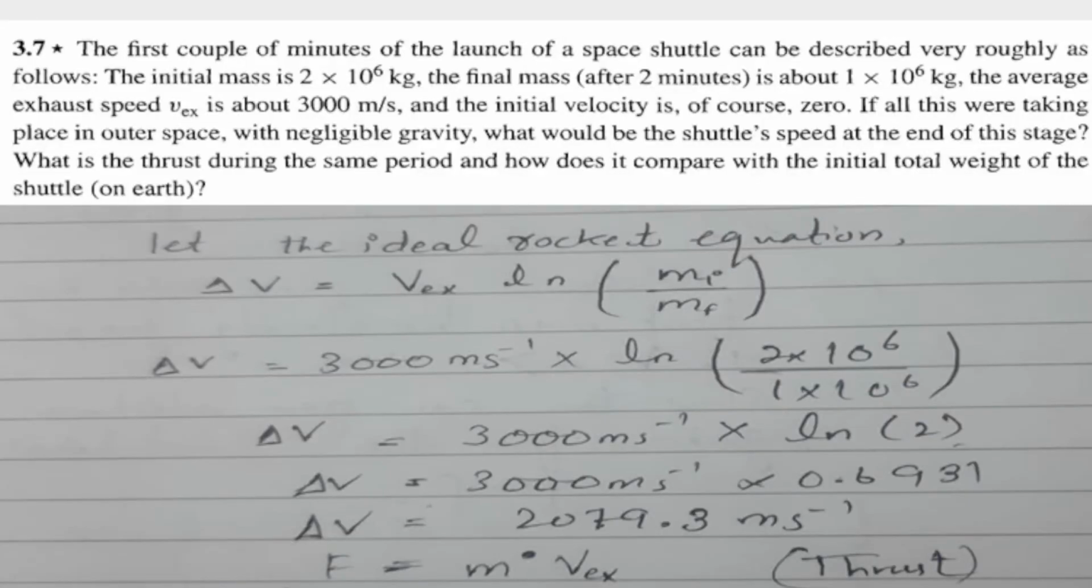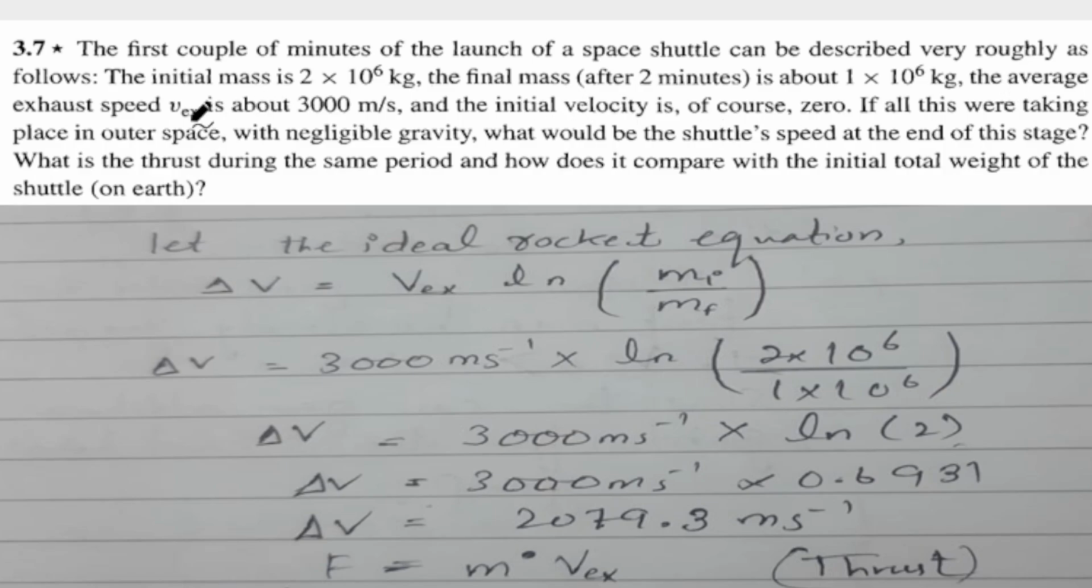Exercise 3.7 of section 3.2. Here you can see the first couple of launches of the Mars shuttle, with an initial mass of 2 × 10^6 kg, and after 2 minutes a final mass of 1 × 10^6 kg. There is a decrease in mass.